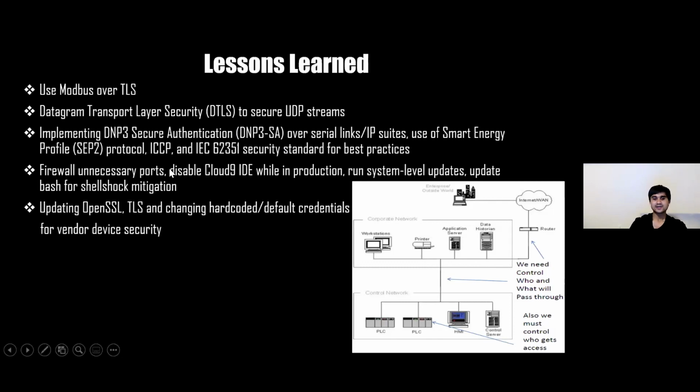Another interesting protocol that can be implemented for additional security, or as a replacement for DNP3, are SEP2, which is Smart Energy Profile, and ICCP, IEC 62335. But again, it all depends on your applications and needs. So you might want to work that out with your developers and your power systems engineers, and then decide the protocols that need to be implemented.